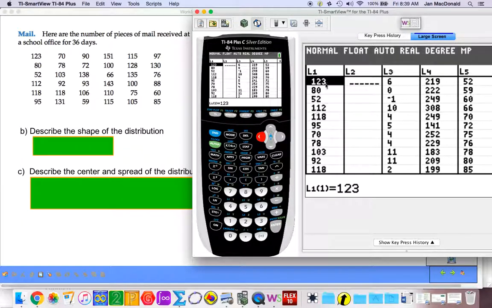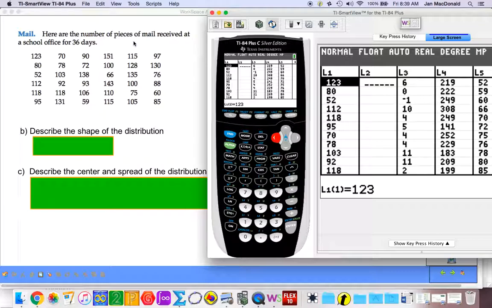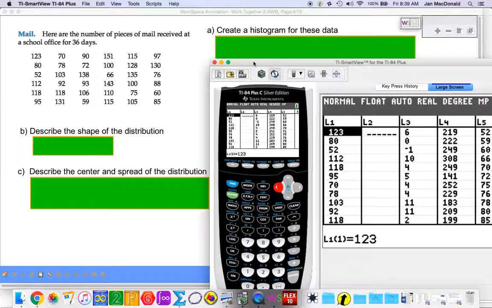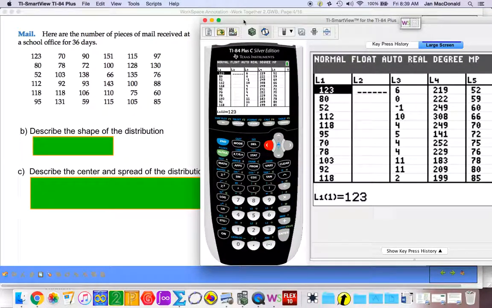Okay, welcome back. So all of our data has been entered into list 1. Let's take a look at what this prompt is about. Here are the number of pieces of mail received at a school office for 36 days. In part A, they ask us to create a histogram for these data. So we're going to be learning how to create a histogram on our graphing calculator.